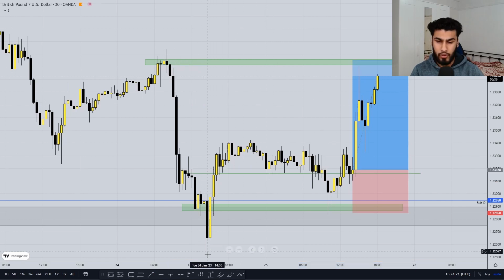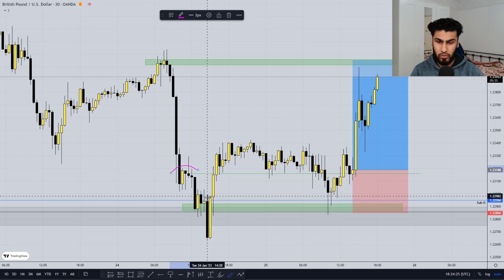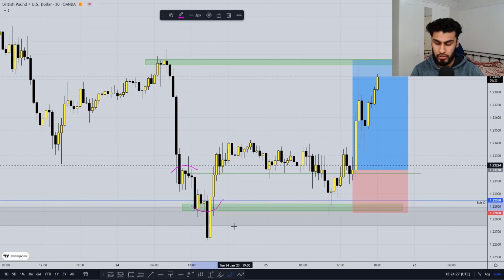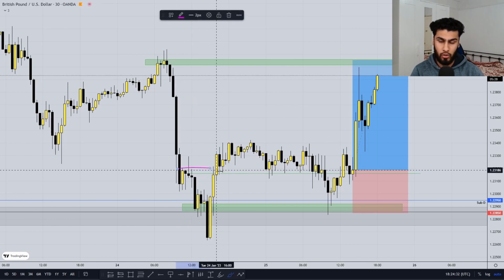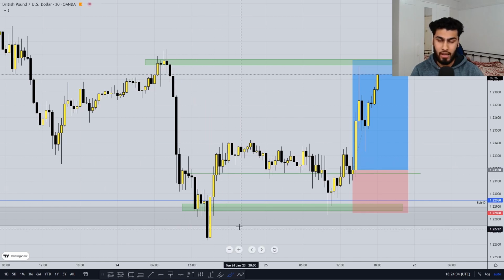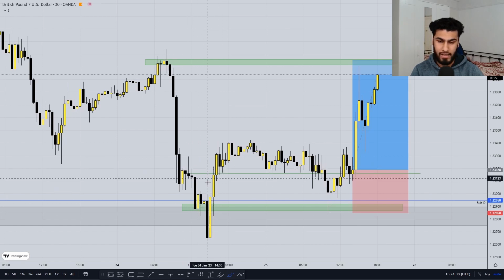This is a key level because this was ultimately the level we had to break for structure to shift and now become bullish. So we should not be ignoring this level either, because had this level not broken, we would still be in a downtrend. So this is also significant, as well as this level over here. And so we've identified both of them.